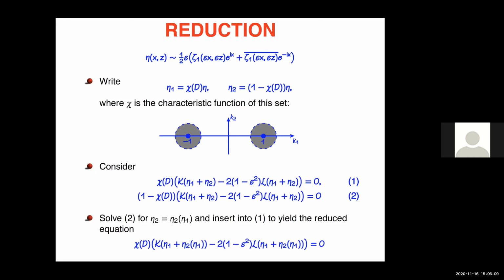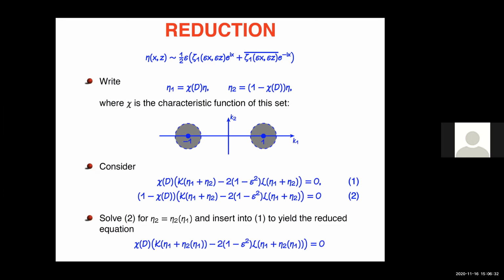Now, this is a bit like the Lyapunov-Schmidt reduction. You split your variable into two parts, one of which captures the behavior in which you're interested, and another one which is subservient to it. You determine the latter as a function of the former, and this gives you a reduced equation. Okay, so this is then the reduced equation for eta 1.